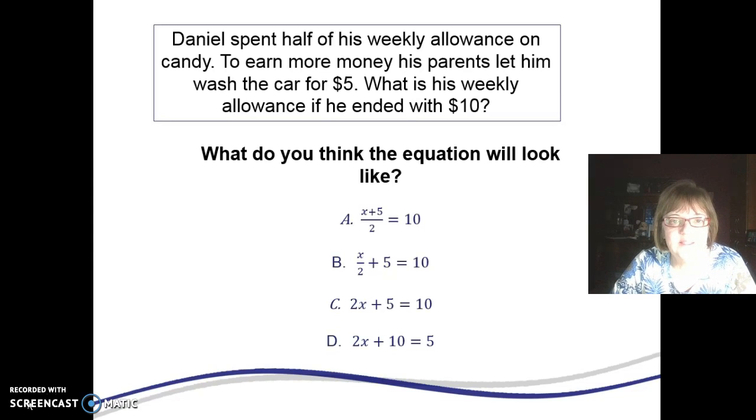All right, so anyway, Daniel spent half of his weekly allowance on candy. To earn more money, his parents let him wash the car for $5. What is his weekly allowance if he ended up with $10 at the end? So what do you think the equation would look like?